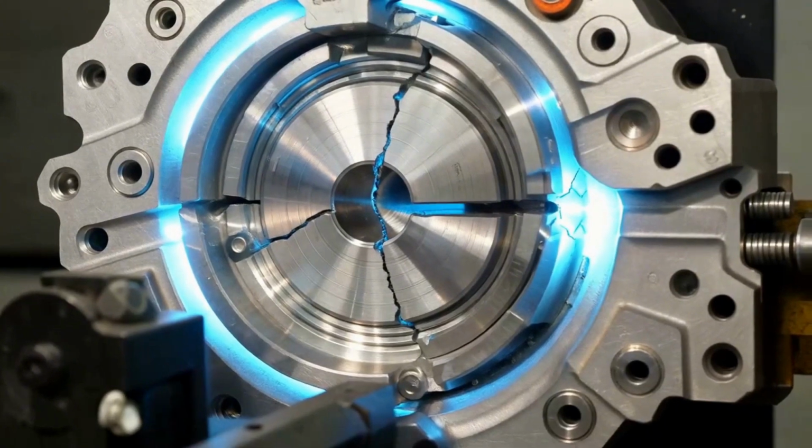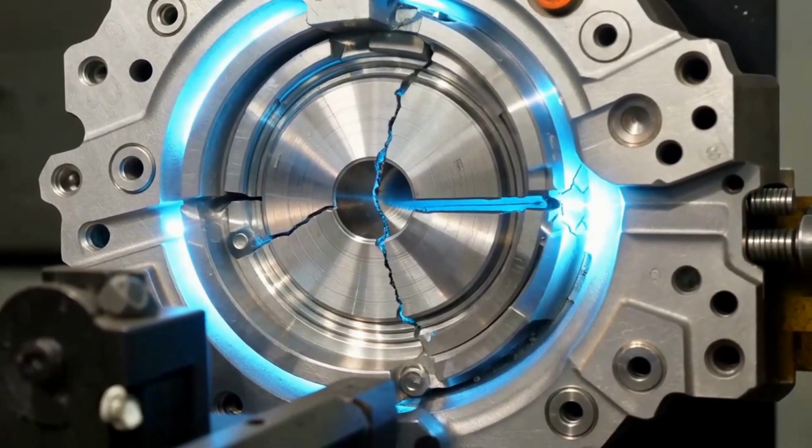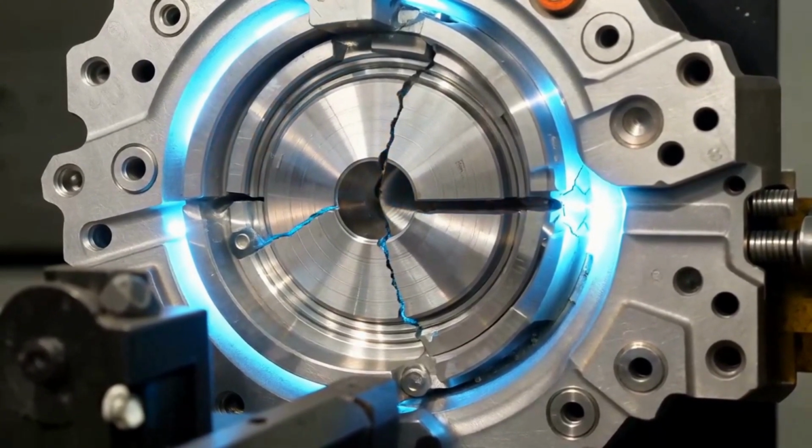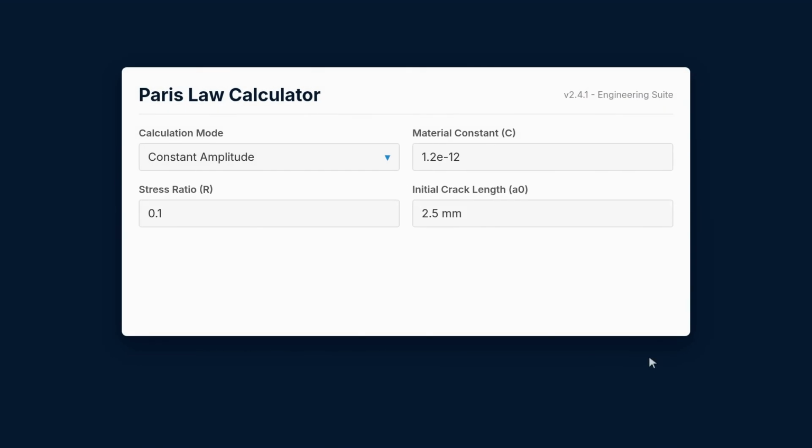The Paris Law Crack Growth Interactive Calculator determines crack propagation rates and cycles in fatigue analysis. Let's explore the input fields. First, select your calculation mode from the drop-down menu.